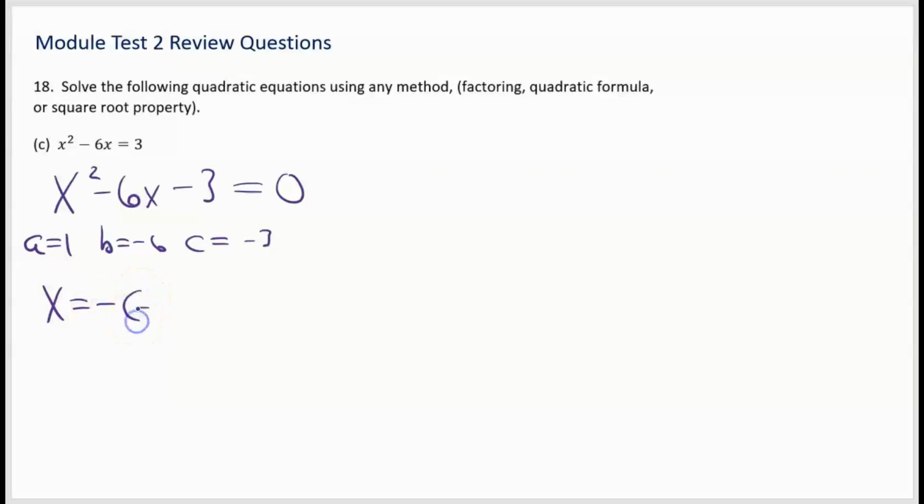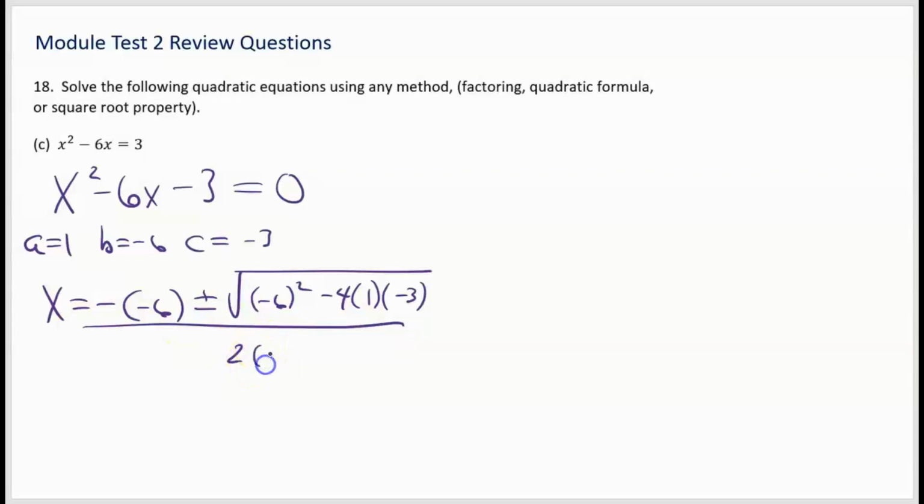It's negative of a negative 6 plus or minus the square root of negative 6 squared minus 4 times a is 1 and c is negative 3, all divided by 2a. Please watch your signs when you do this. This first term squared, y'all, that's never going to be negative, ever. So negative of a negative 6 is 6, plus or minus. Negative 6 squared is 36. Don't lose your square root. Negative 4 times 1 is negative 4 times negative 3 is plus 12, all divided by 2.